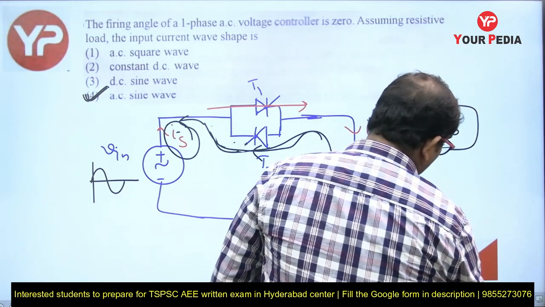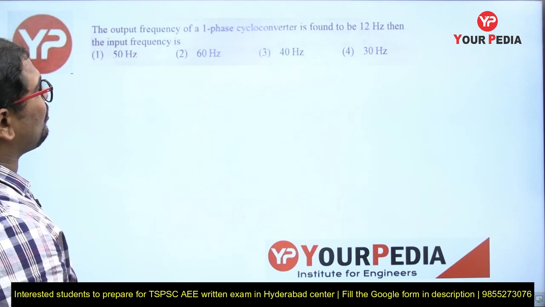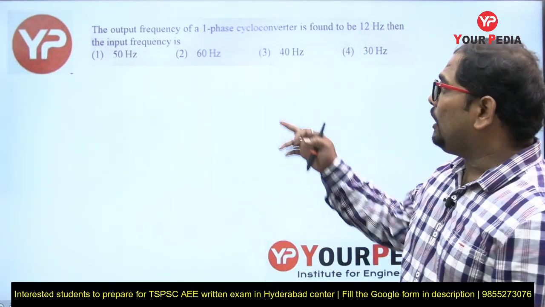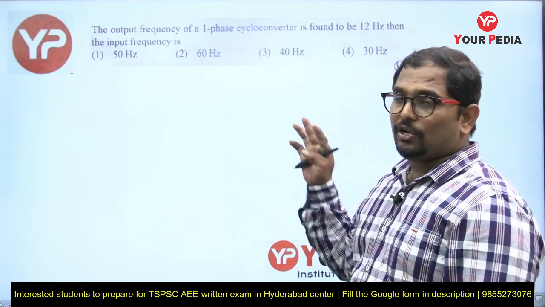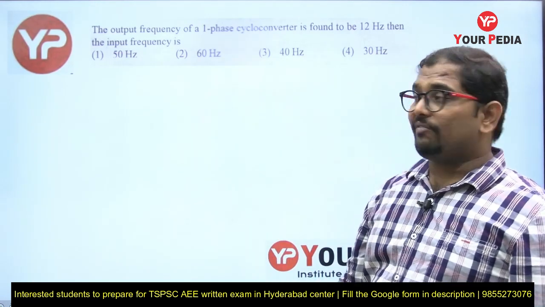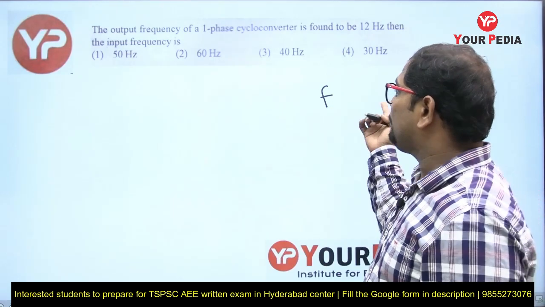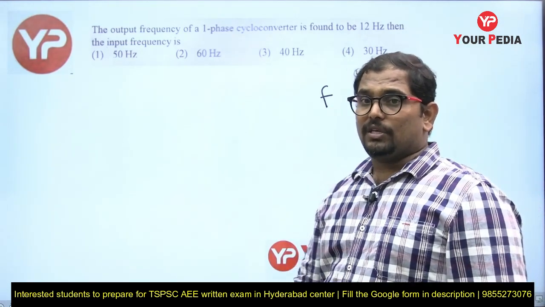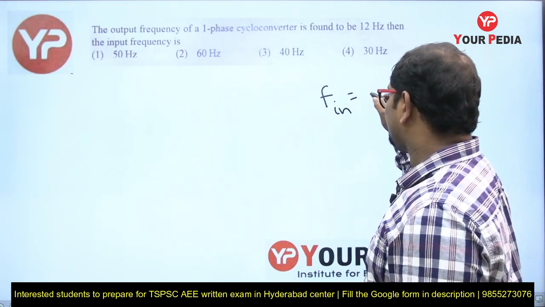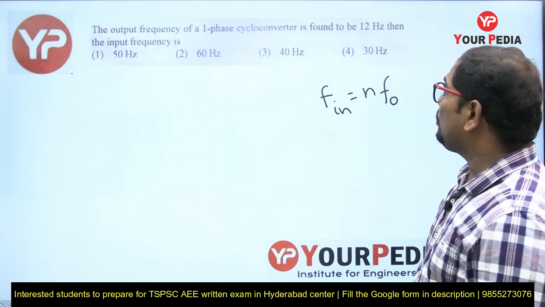Let's move to the next question. The next question is, the output frequency of a single phase cycloconverter is found to be 12 Hz. Then what is the input frequency? See, in cycloconverters, the output frequency is equal to integral multiples of your input frequency. Always your input frequency is equal to N times your output frequency.